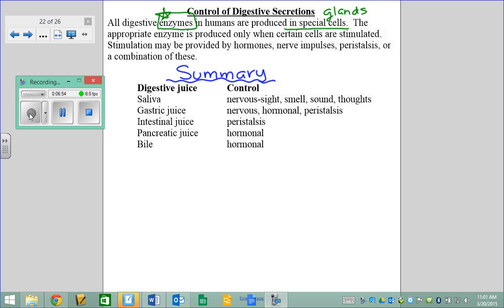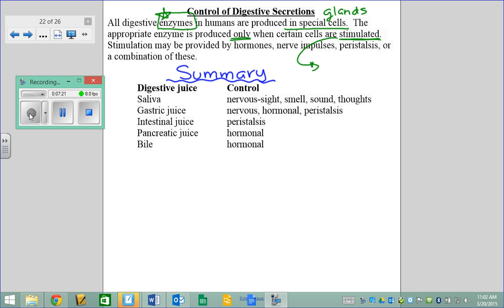Now the key thing is that enzymes are not continuously produced. They're produced only when they are stimulated by the proper substance or by the proper signal. And this is good. You don't want your body producing an enzyme to digest carbohydrates if you are not eating any carbohydrates. You want your body to respond to what's happening.